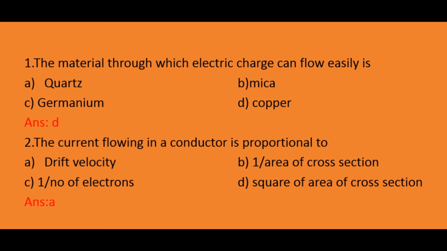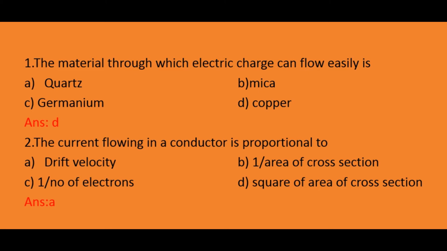The next question is: the current flowing in a conductor is proportional to. The options are drift velocity, 1 by area of cross section, 1 by number of electrons, and square of area of cross section. The correct answer is drift velocity. Drift velocity is the velocity with which free electrons drift towards the positive terminal when an electric field is applied. So the current is proportional to the drift velocity.